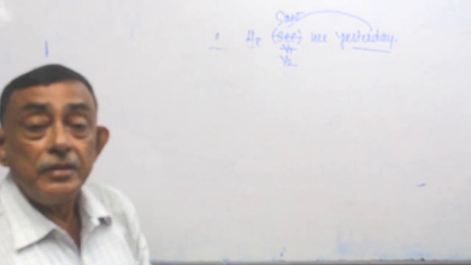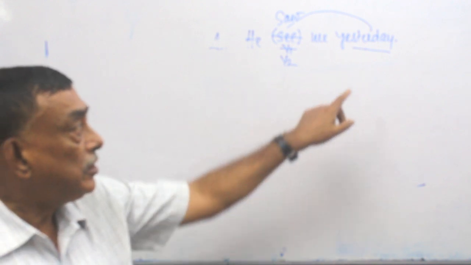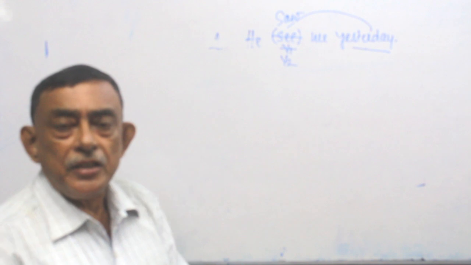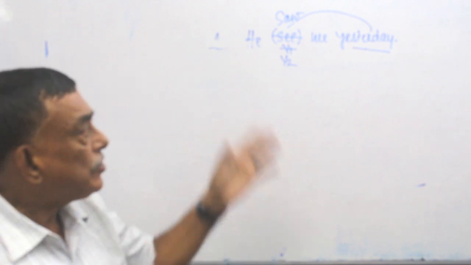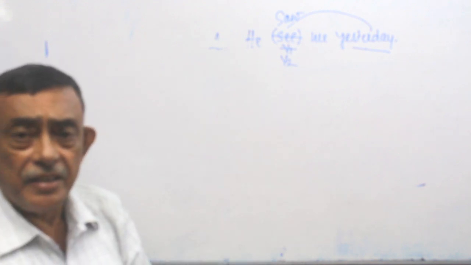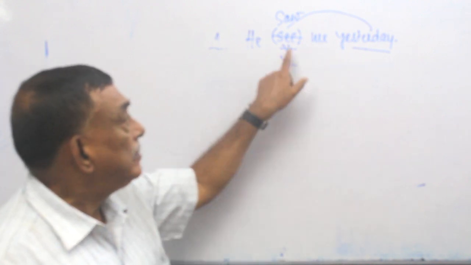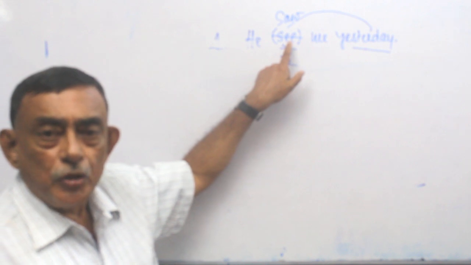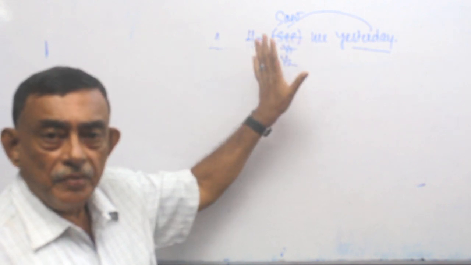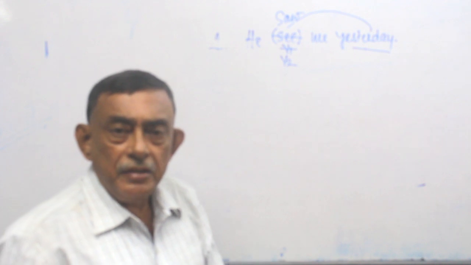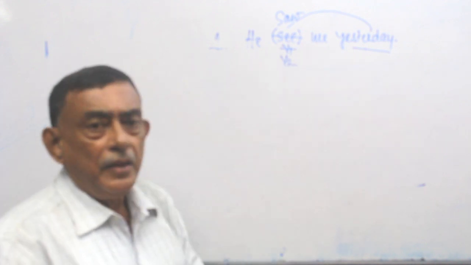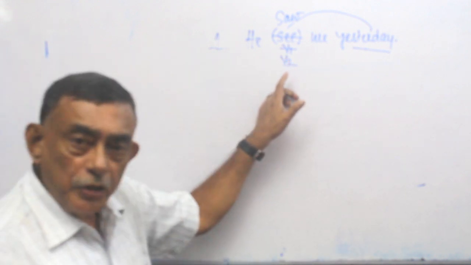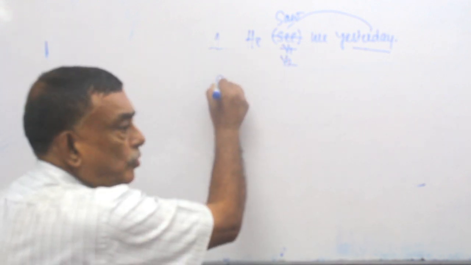Now what you have learned in this question is that yesterday is the indicator of V2. That means in a sentence, if you find that yesterday is there, then you have to make the verb in the second form. That means V2, saw. So this is the tip and trick in the question. Every time you find that yesterday has been given in the sentence, the verb should be converted to V2. Next we are coming to the second question.